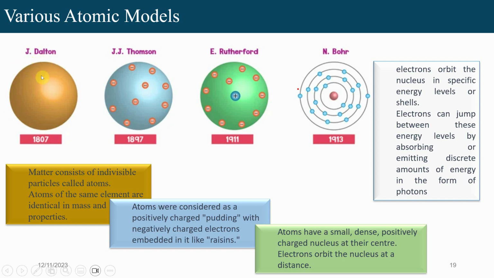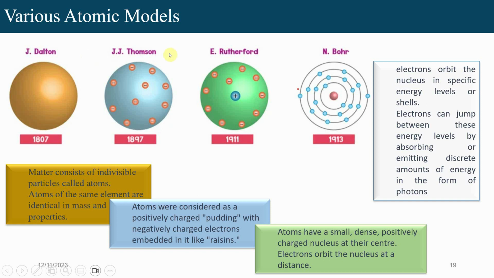In this connection, Dalton was of the view that matter consists of indivisible particles called atoms, and atoms of the same element are identical in mass and properties. And all compounds are formed by the combination of atoms in simple whole number ratios. J.J. Thomson discovered the electron, and he proposed the plum pudding or raisin bun model. He considered the atom as a positively charged pudding with negatively charged electrons embedded in it like raisins.